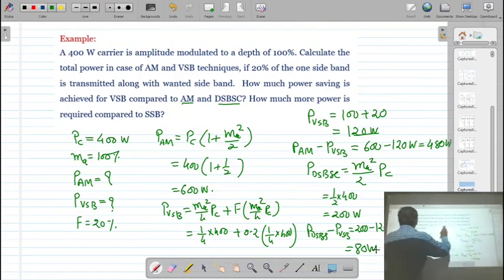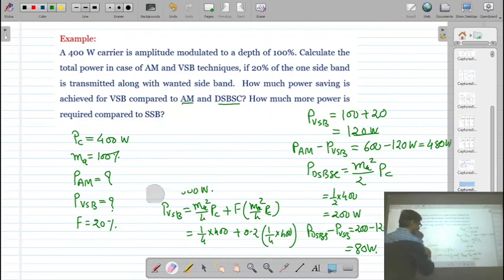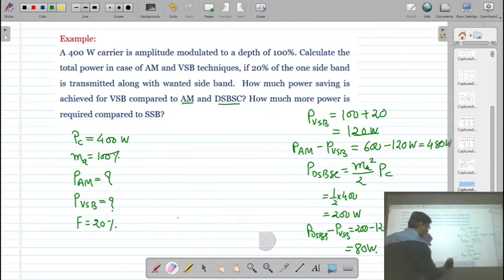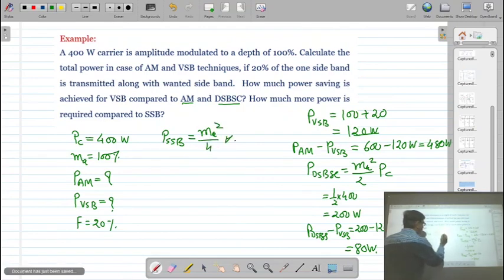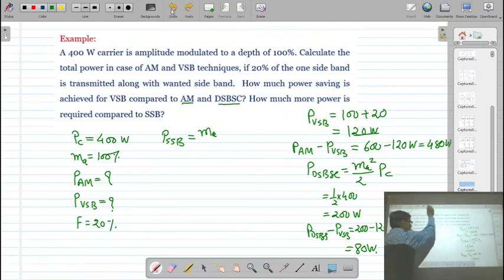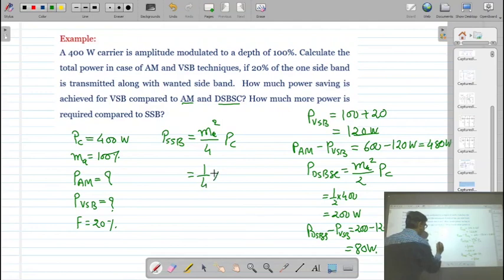Then how much more power is required compared to SSB? So we have to calculate the power for the SSB also. The power of SSB is given as ma square by 4 into Pc, and this is 1 by 4, Pc is given as 400, and this is 100 watt. The power of the SSB is 100 watt.